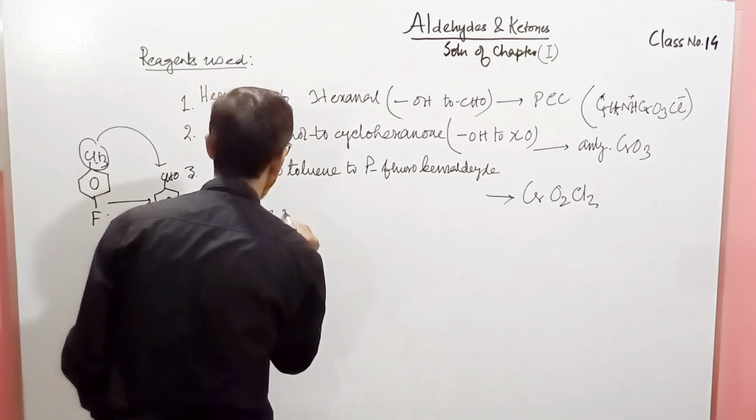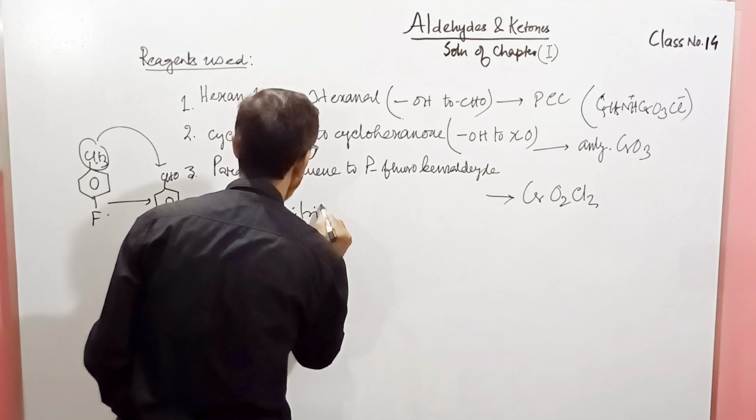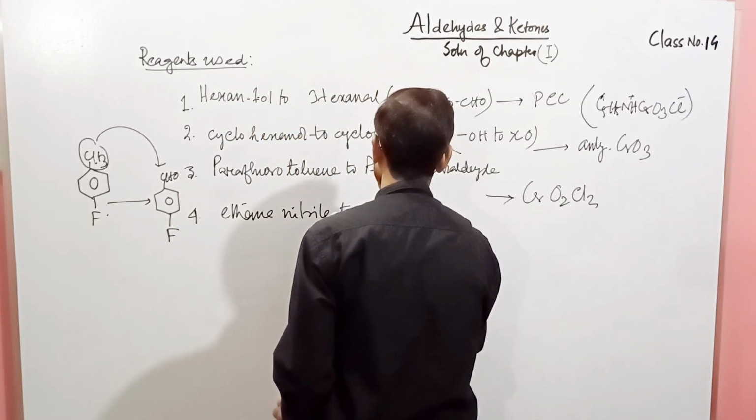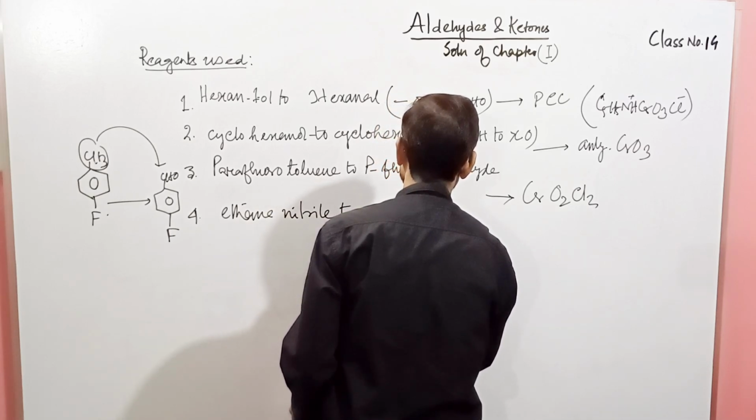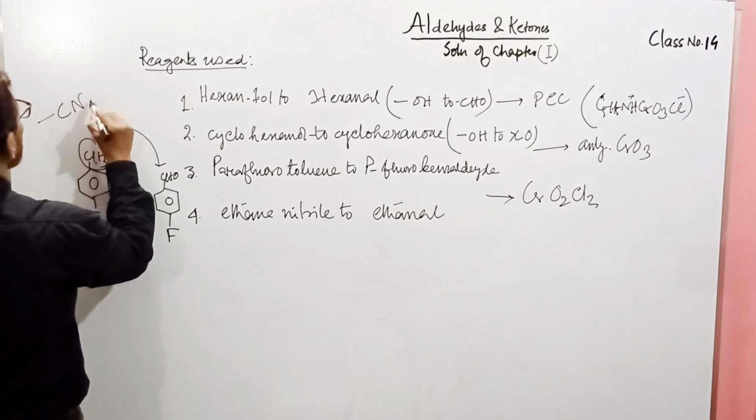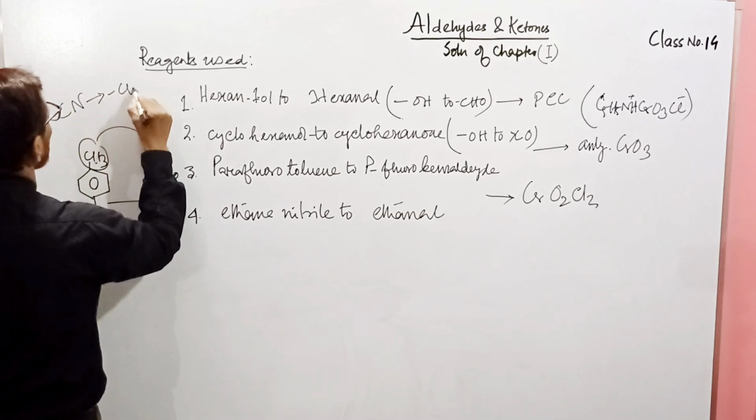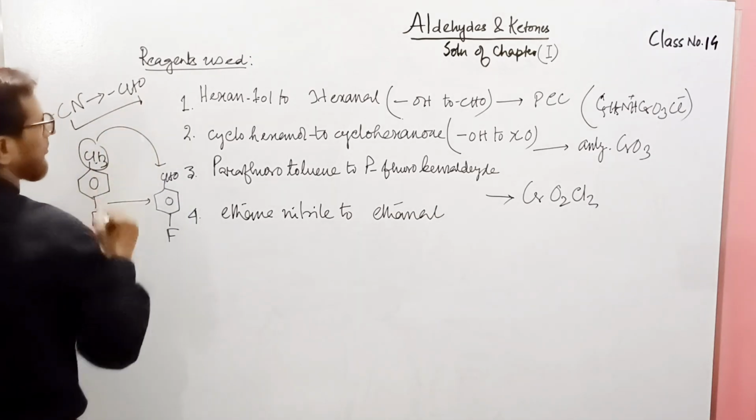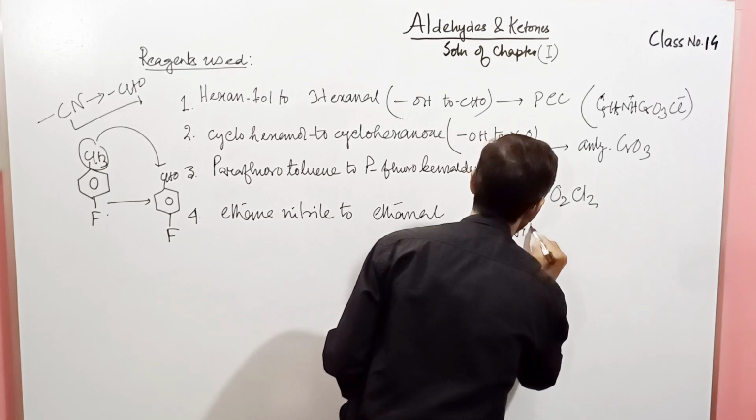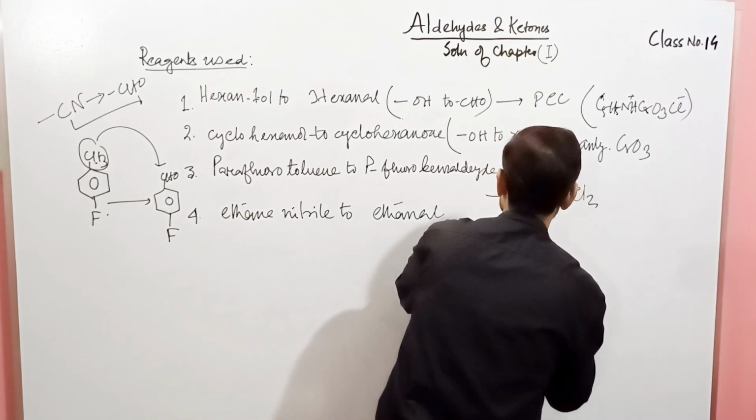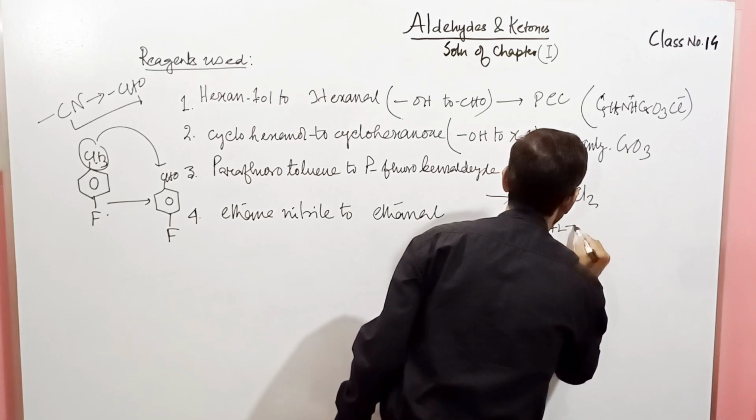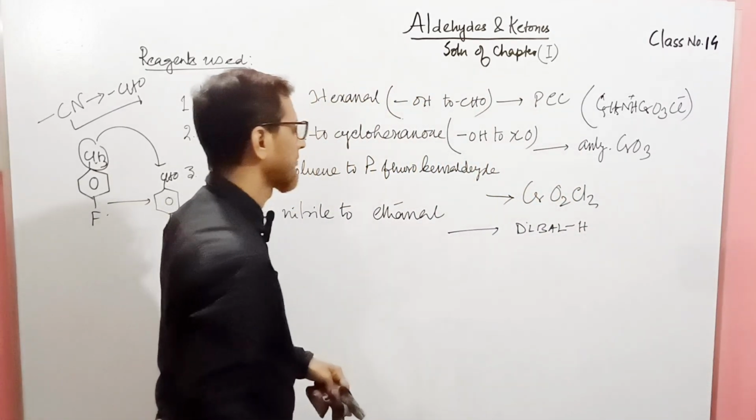Ethane nitrile to ethanal, means nitrile, the CN group, is converting to CHO. Very famous reagent, I have talked a lot about it: DIBAL-H.